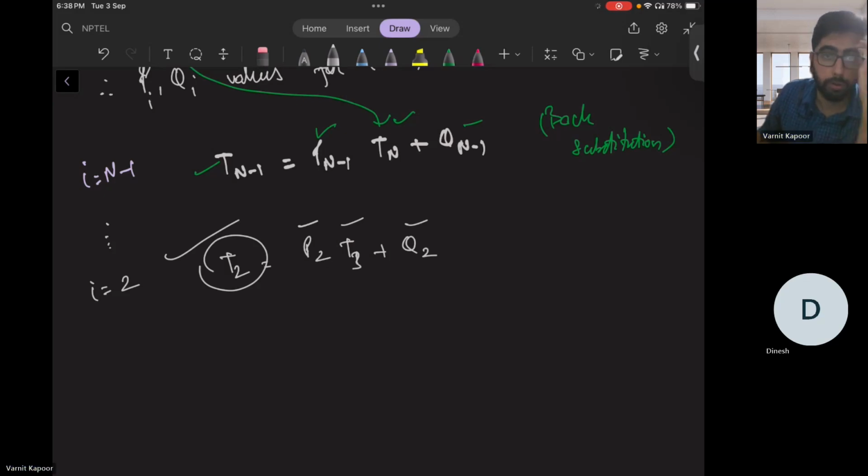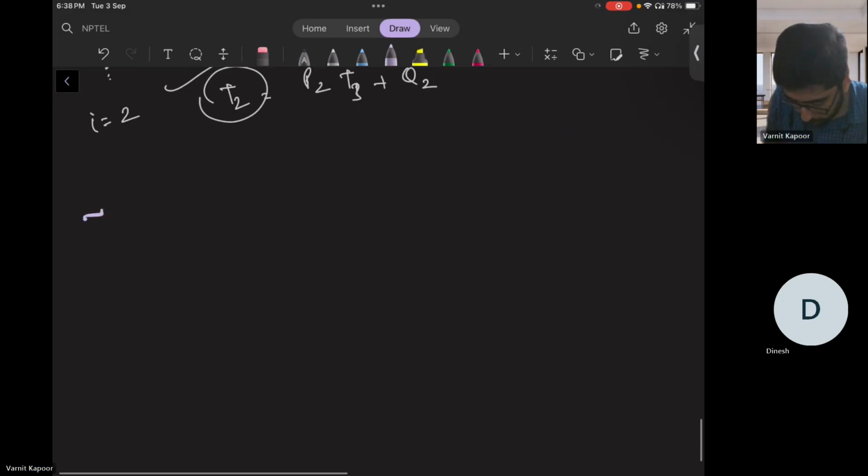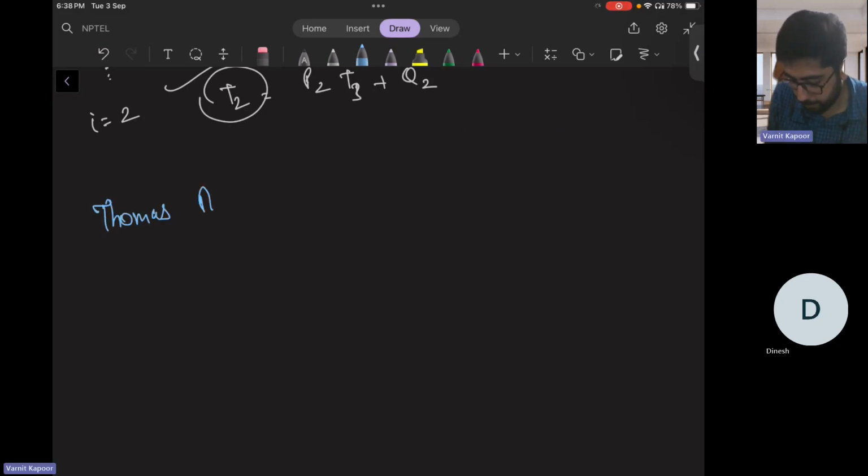Here we can write the Thomas algorithm in a concise way. Thomas algorithm or TDMA.